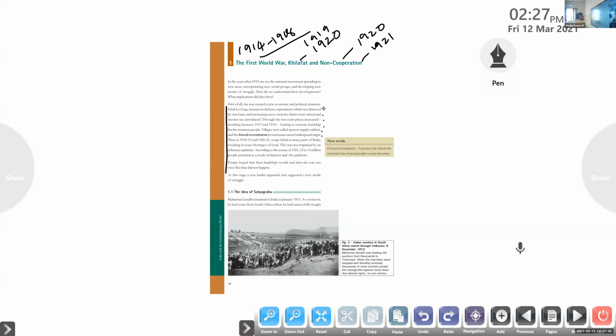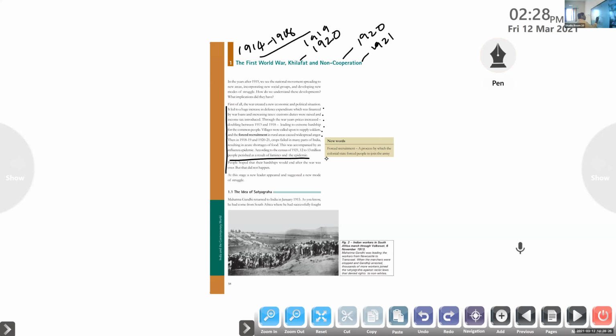Then in 1918, 1919, and in 1920, 21, crops failed in many parts of India, resulting in acute shortage of food. This was accompanied by an influenza epidemic. So because of this crop failure and food shortage in India, along with that, another problem, an influenza epidemic spreading from one person to another. Number of people died in that event. According to the census of 1921, 12 to 13 million people perished as a result of famines and epidemics. Clear?